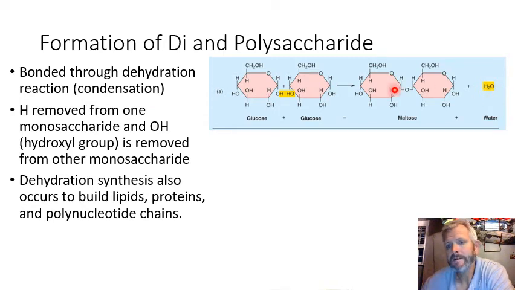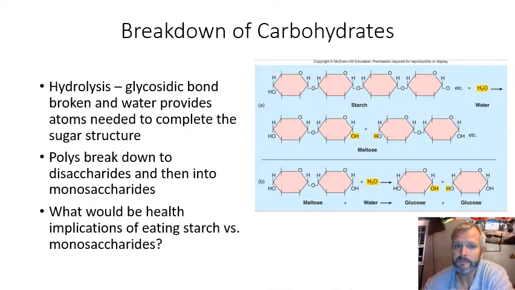If we were to bind maltose to maltose, we would get a 4 chain, and now we would be at a polysaccharide. But again, each time we bond a monosaccharide together, a molecule of water is formed. Therefore, these reactions are dehydration or condensation reactions. Let's look at the opposite.